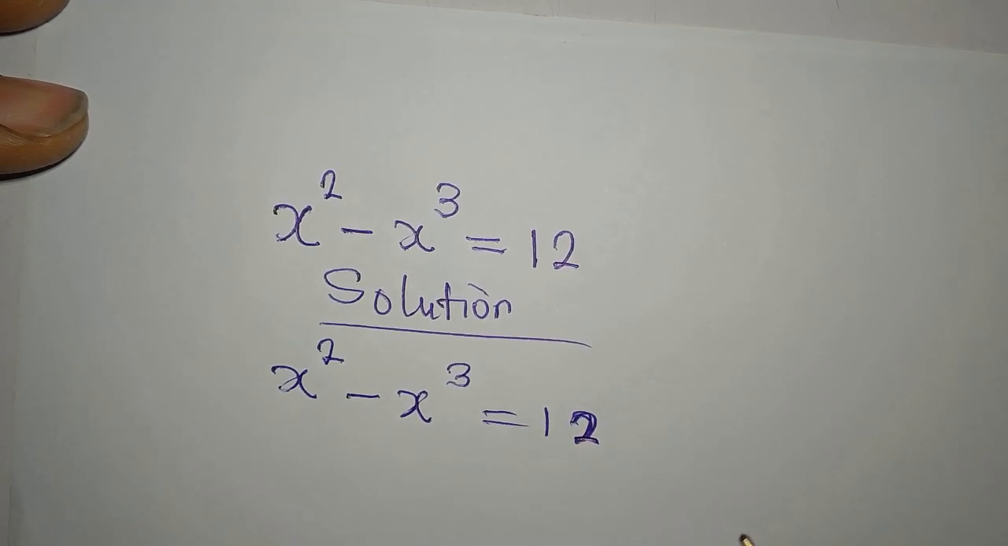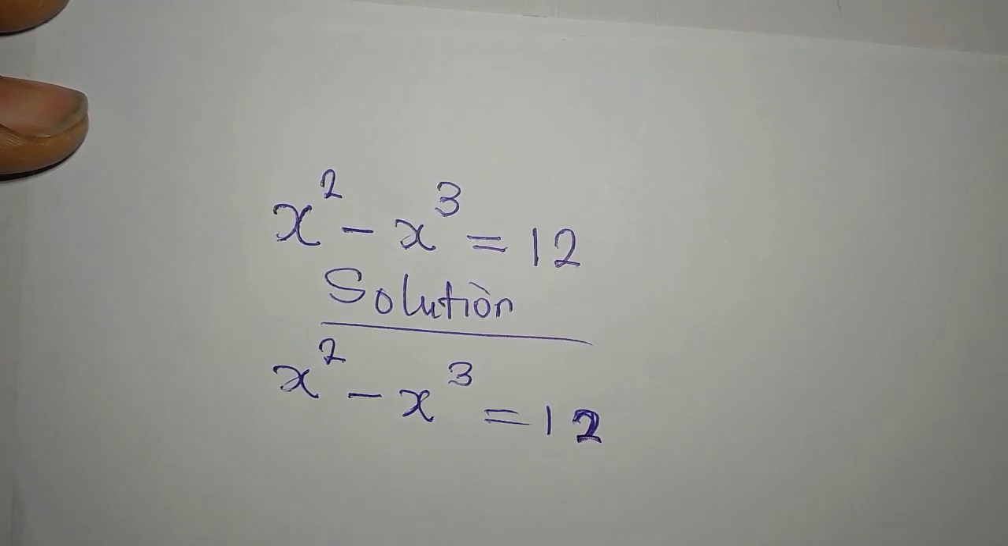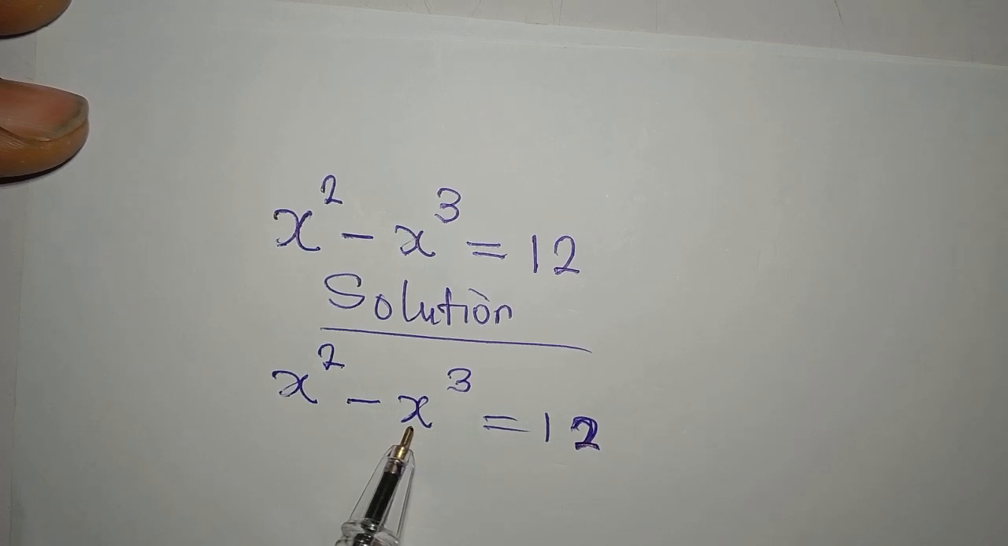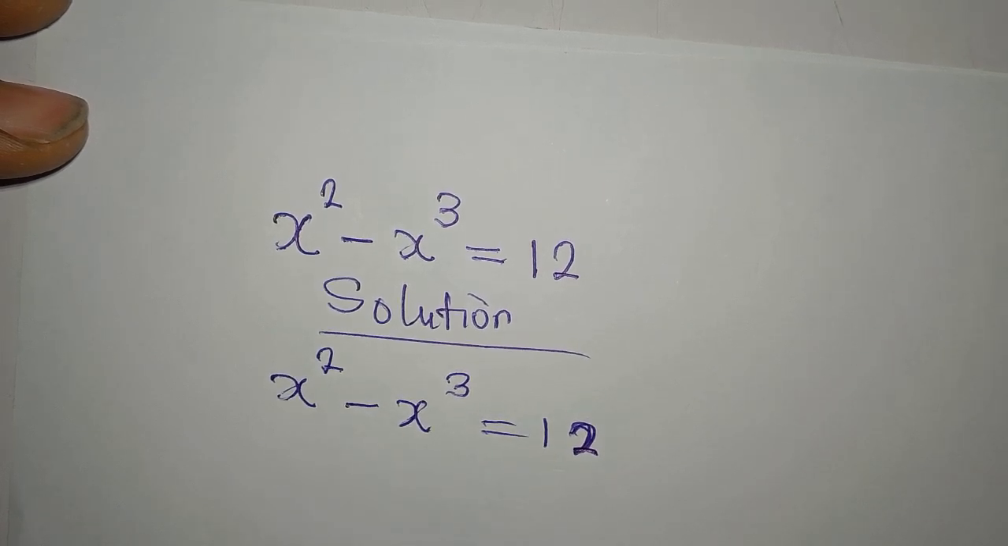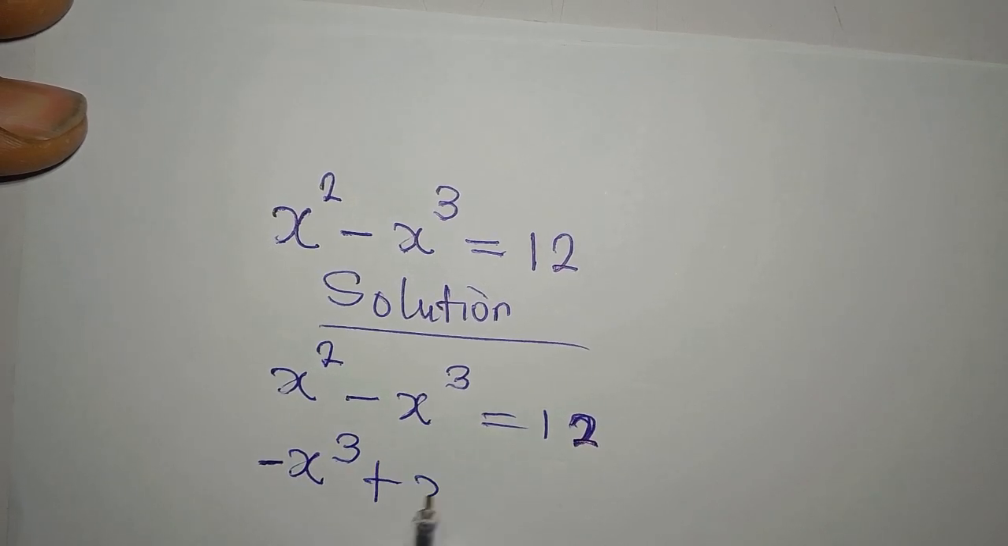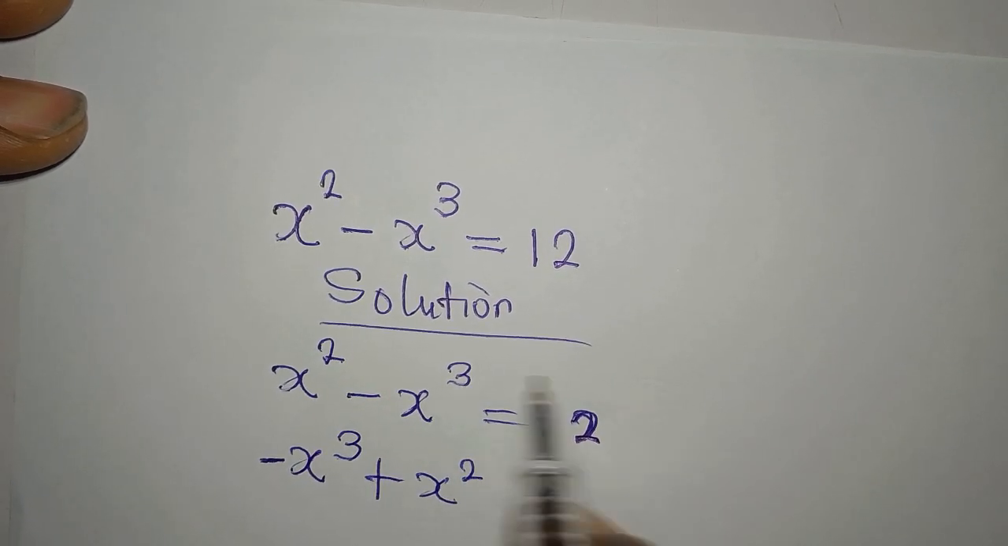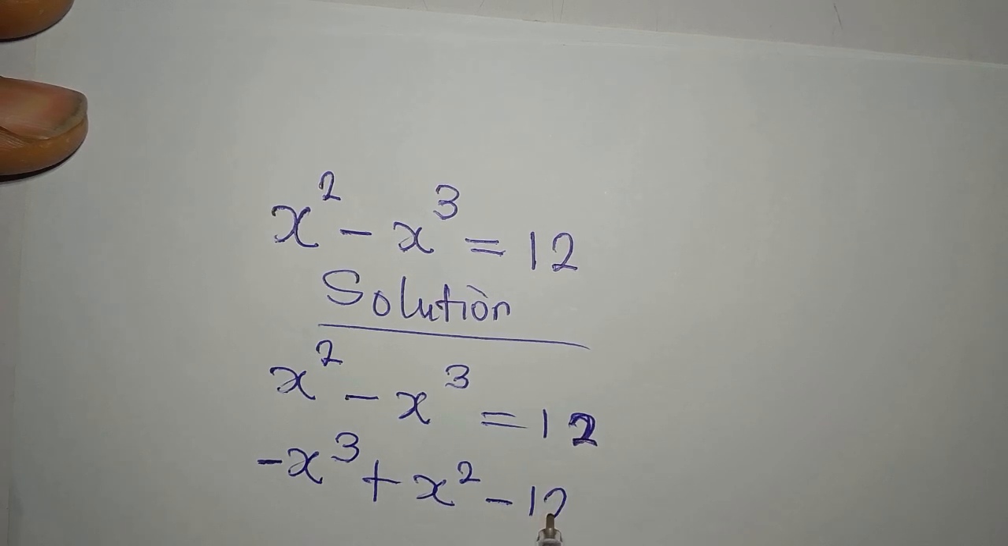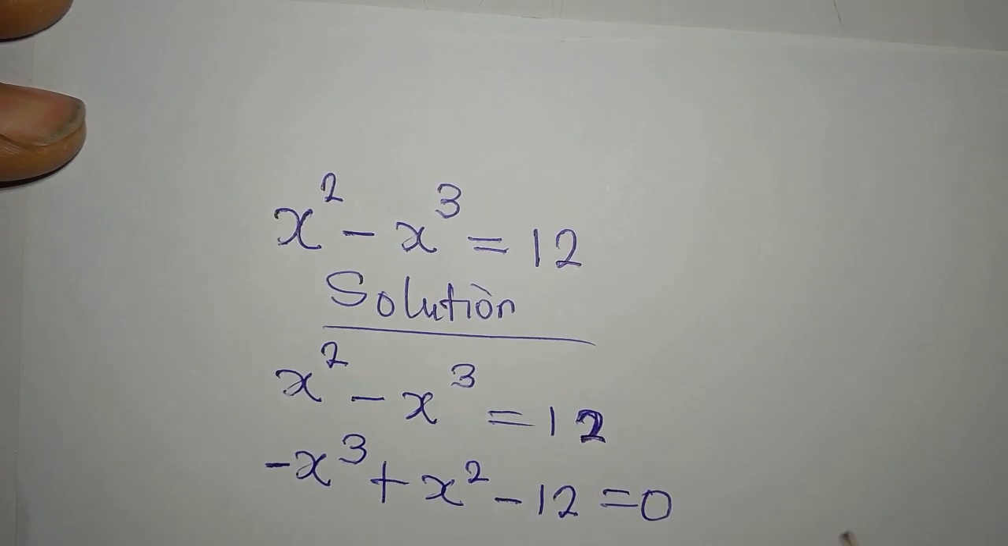Now, how do I want to deal with this? I want to write the one with the highest power first. So this will be negative x to the power of 3, then plus x squared. This becomes minus 12 and everything is equal to 0.